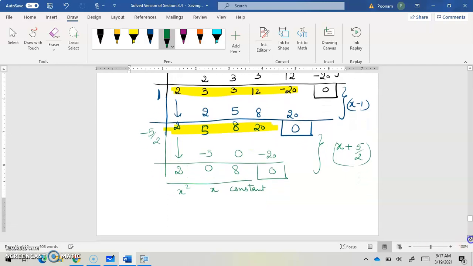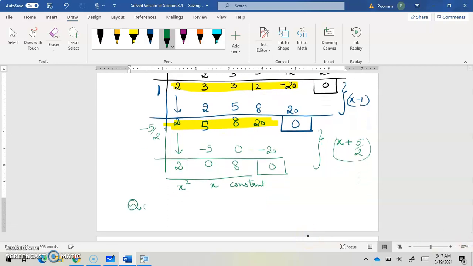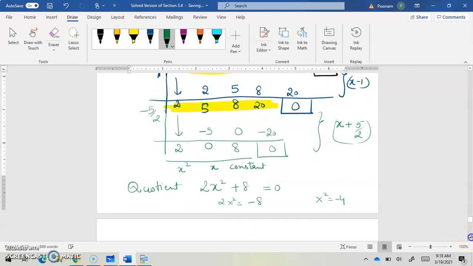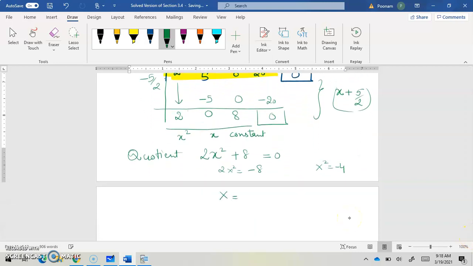So that is easy. That quotient is coming 2x squared plus 8. Let's find its zeros also. If you set it to 0, 2x squared is equal to negative 8. x squared is equal to negative 4. That means x is equal to plus or minus the square root of negative 4, which will be plus or minus 2 iota.